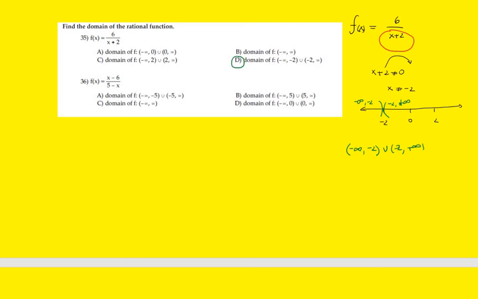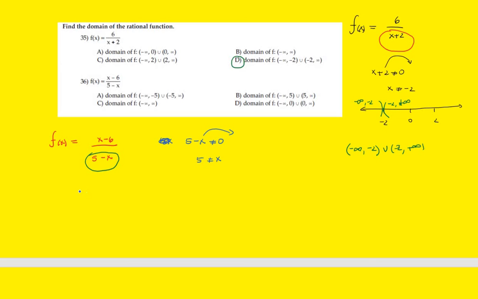If you look at the function 36, f of x is equal to x minus 6 divided by 5 minus x. You don't care much about what's in the numerator. What you care about is the denominator. And the denominator is telling you that 5 minus x cannot be equal to 0. Well, which number would that be? If you send x to the other side, you get that x cannot be equal to 5.